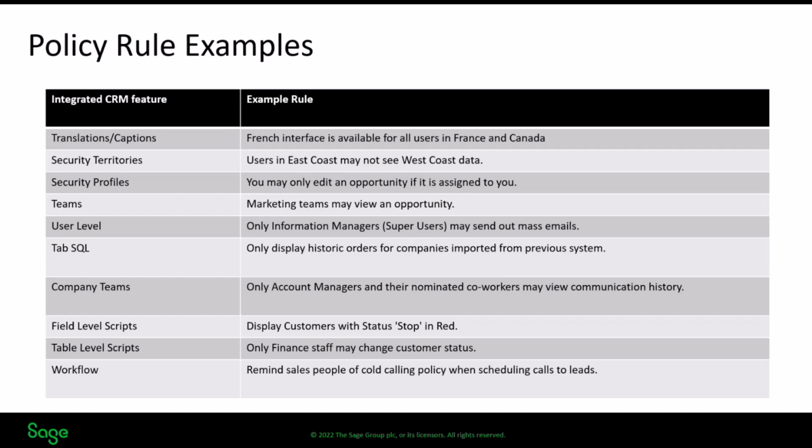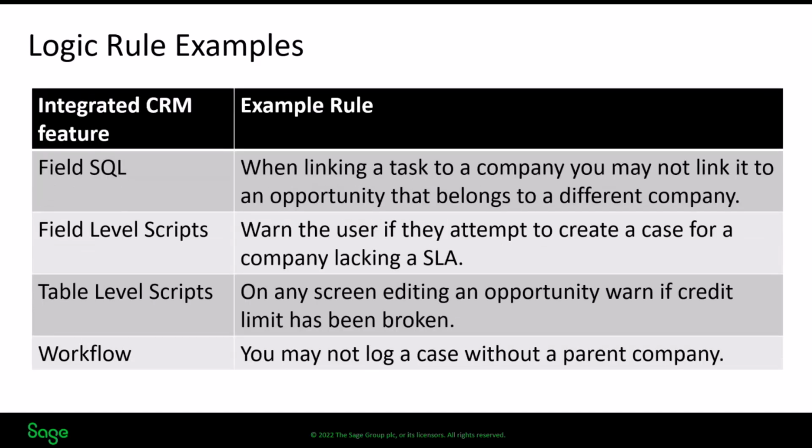These are all, as I said, policy rules. They're to do with the choices that an organization makes about who is allowed to do what and how we should organize ourselves to do it. Different tools allow us to do different things. Logic rules come from the nature of the data.